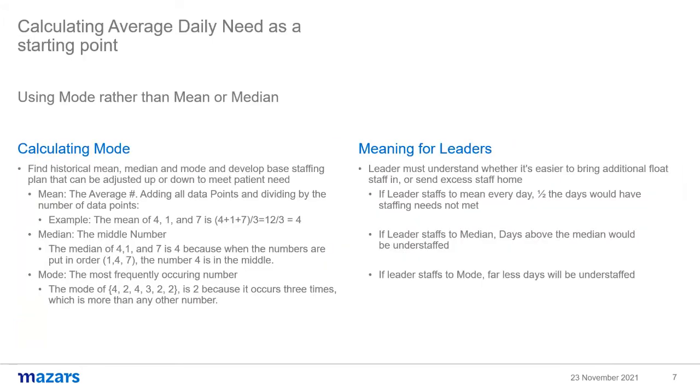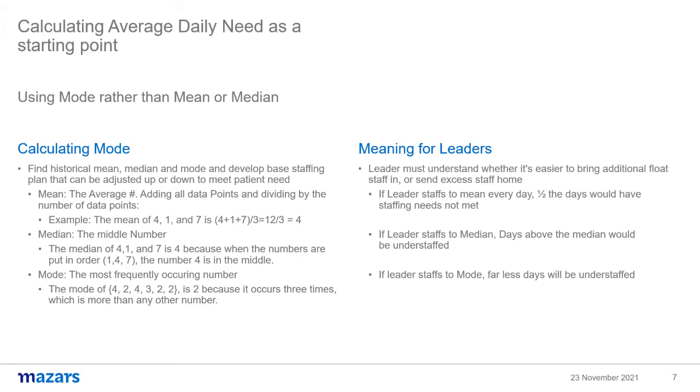So now that we've covered FTEs and staffing models, how do we calculate a starting place to start your staffing? If we look at average daily need as a starting point, the best way to do this is to use mode rather than mean or median. If we can find the historical mean, median, and mode and develop baseline staffing that can be adjusted up and down for patient need, the leader must understand whether it's easier to bring in additional float staff or send excess staff home.